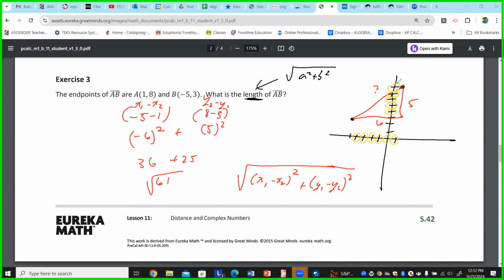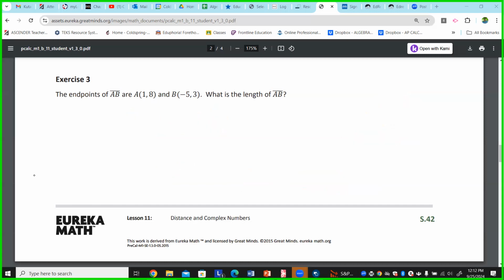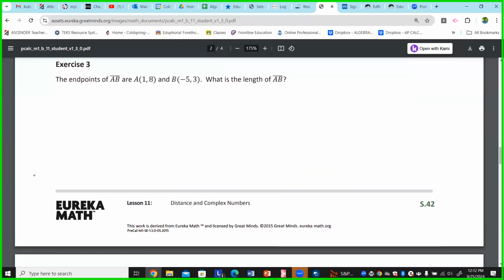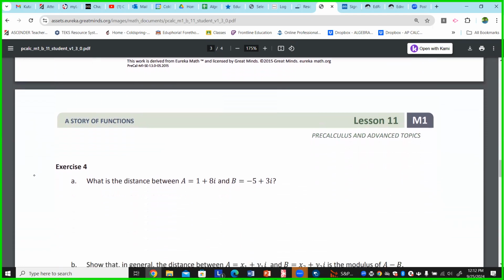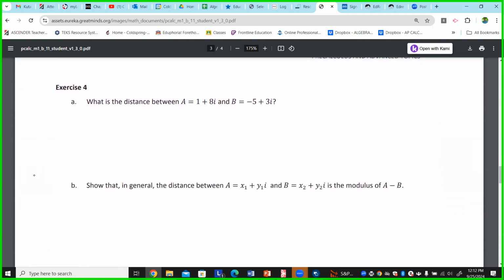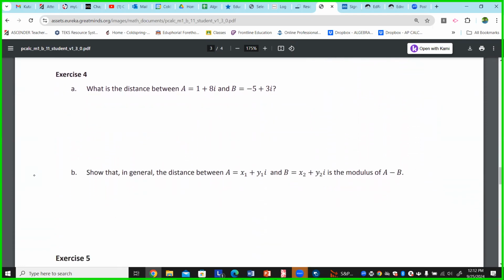All right, so what I want you to do real quick. Well, if you look at this, everyone got this? Example 4, exercise 4 here is kind of redundant. But notice, instead of just coordinates, what's the extra step I'm going to have to do? I'm just going to have to make these a coordinate. So 1, 8, and then -5, 3. And then I'm right back to the exact same problem.